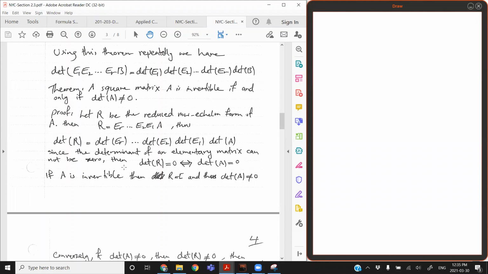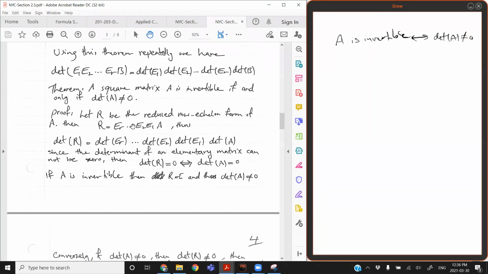Anyway, this one actually adds a statement to that. A square matrix A is invertible if and only if determinant of A is not 0. So A is invertible becomes equivalent to determinant of A is not 0.